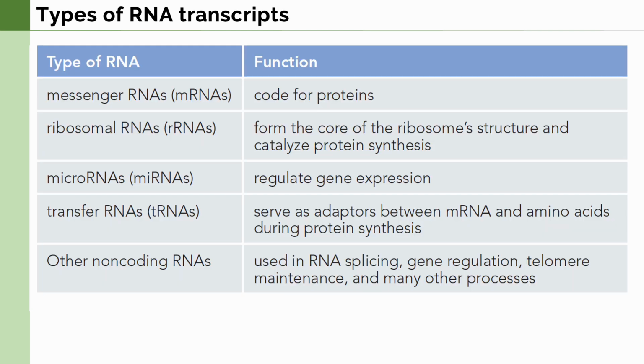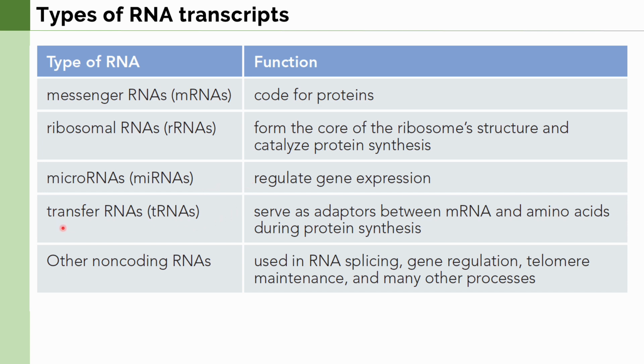Next, let's talk about the different types of RNA transcripts. We have 6 types. The main ones are first messenger RNA or mRNA, and these are the RNAs that code for proteins. Then we have ribosomal RNAs or rRNAs, and they form the core of the ribosome structure, and they can be used for catalytic purposes, in this case, for protein synthesis. Then we have microRNAs or miRNAs, which help regulate gene expression.